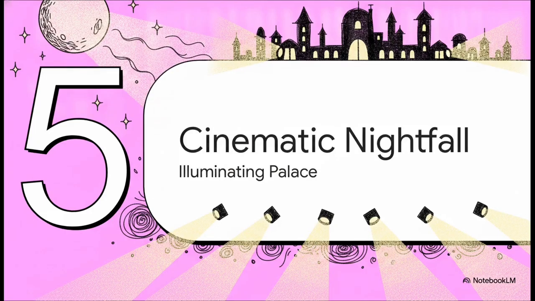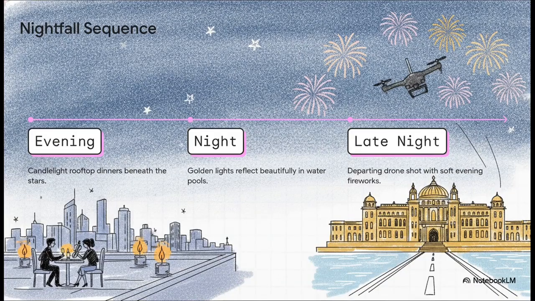Moving to Section 5, the cinematic nightfall illuminating the masterpiece. As our virtual day starts to wind down, the prompt dictates a truly grand nighttime transformation. This evening timeline acts as our guide right through the sunset transition. First, the camera takes us up to a rooftop restaurant for a candlelit dinner beneath a sky full of stars, complete with live classical music and these breathtaking panoramic views.